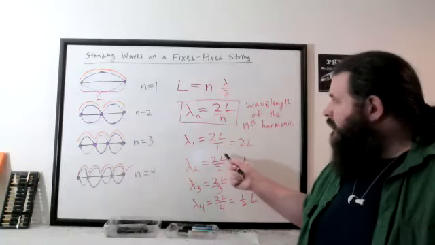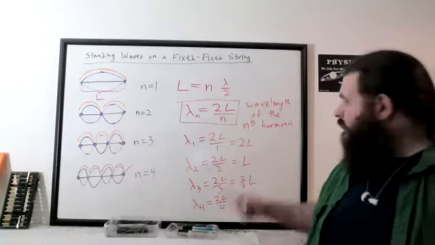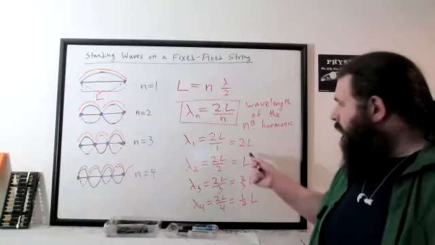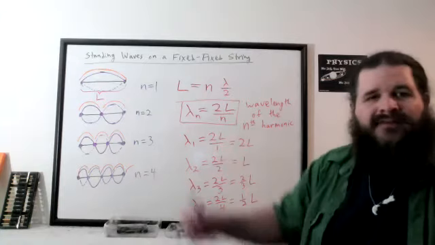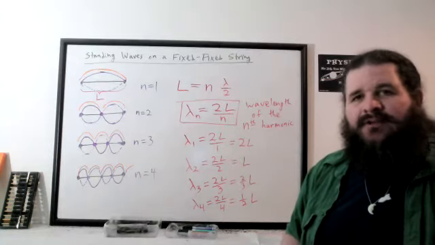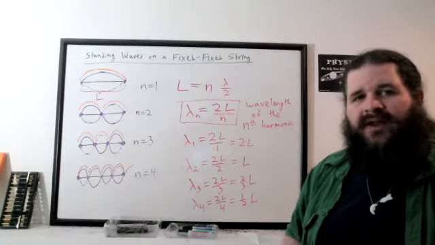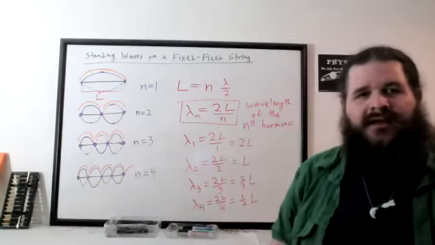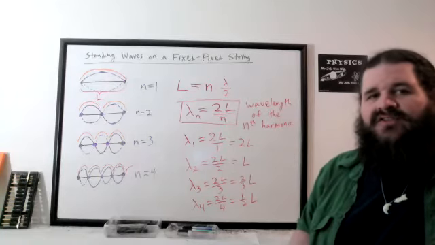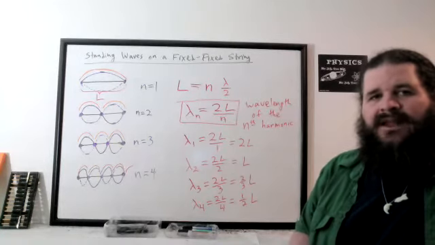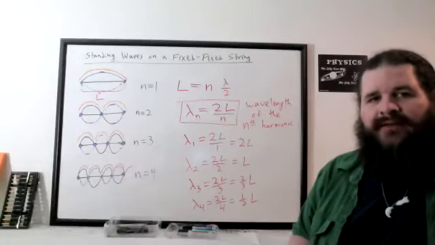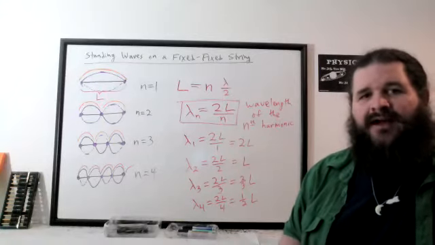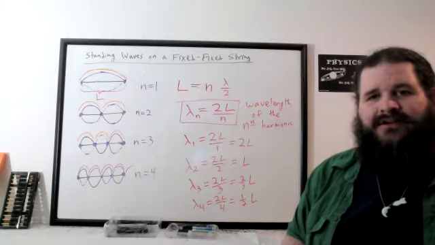In general, 2L over a whole number, which means there's only certain values of wavelengths that work. These wavelengths produce standing waves on that string. Any in-between values don't work because those wavelengths don't form a whole number of half cycles in the length of the string. So there are only certain wavelengths that make this work. The in-between values don't form standing waves. They might cause the string to wiggle a little bit, but it'll quickly die down because it's not a stable, sustainable oscillation.